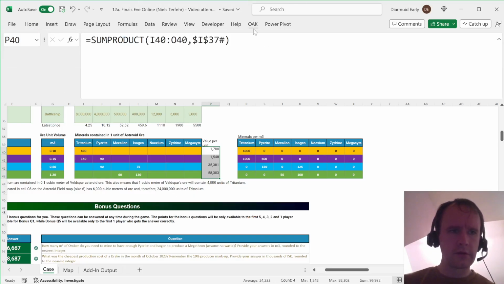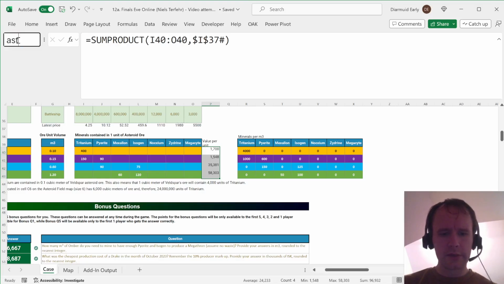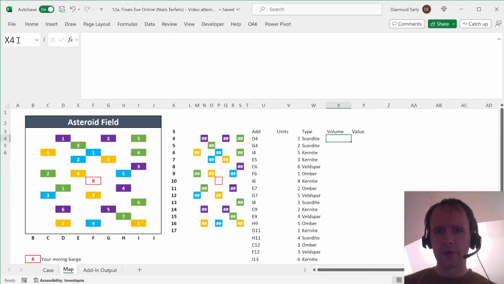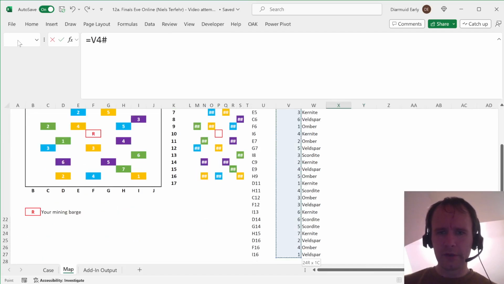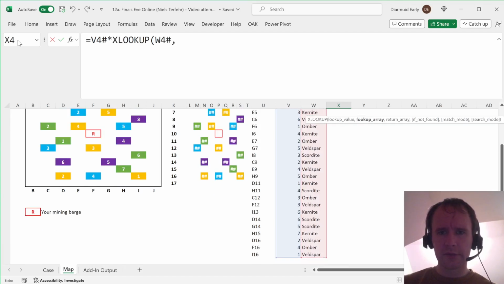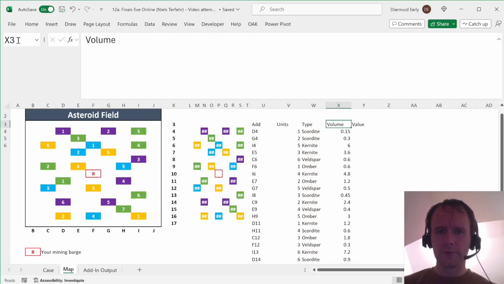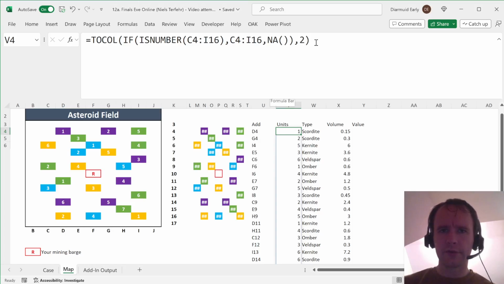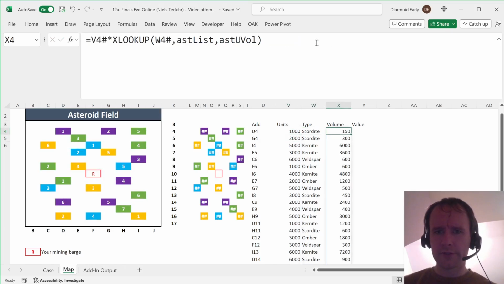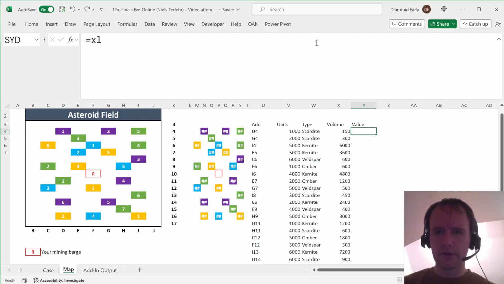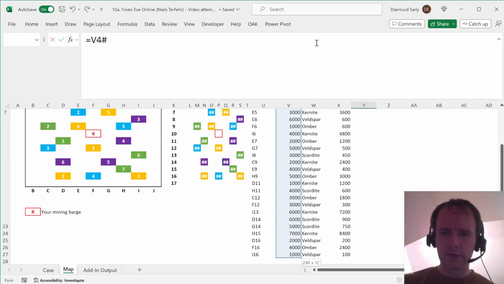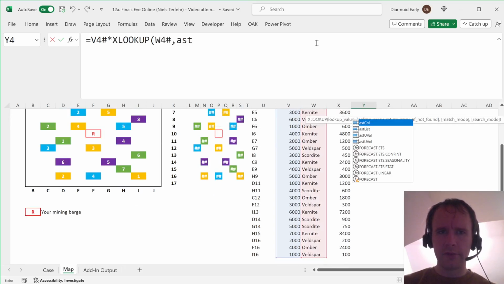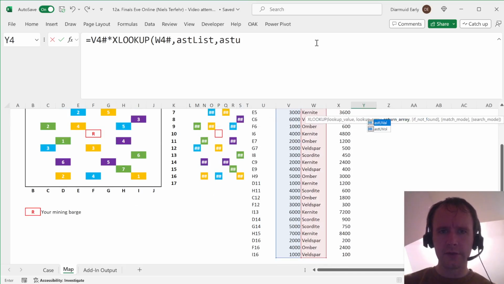Okay, and then I'll call this AstUval. So then the volume is going to be this times XLOOKUP this in AstList, returning from AstUval. And sorry, these are all thousands of units, so let's just bring that in right from the start. So then the volume is smaller for some, higher for some. That's fine. Then the value is going to be the number of units times XLOOKUP, the name in AstList, returning from AstUval.